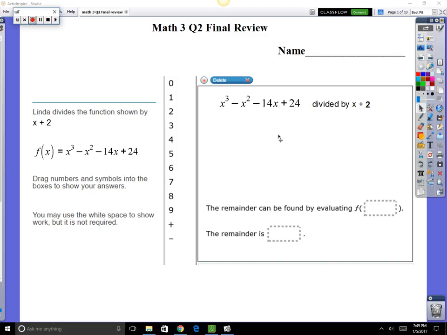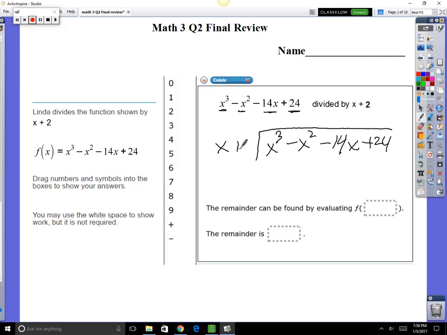Okay, dividing polynomials. So you have a polynomial with 4 terms, and you're going to divide it by x plus 2. So the long division looks like this. You take x cubed minus x squared minus 14x plus 24, and you're going to divide that by x plus 2. This is just a binomial. There's 2 terms. So you can work it out, long division, find the quotient, and maybe there's a remainder.